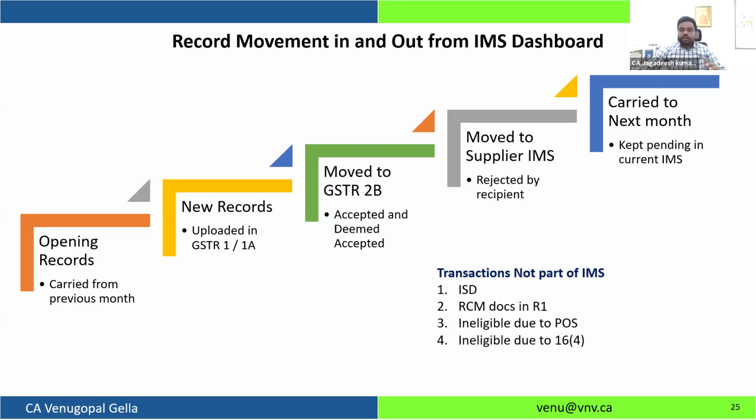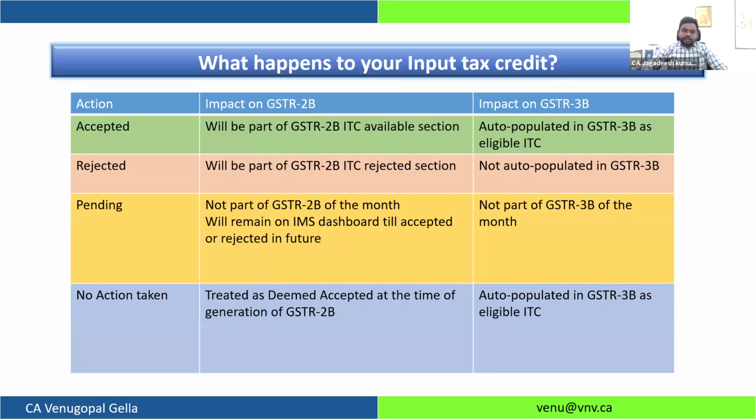So all four documents will not flow to my IMS, and will go directly to the GSTR-2B, and from there to 3B. So what happens to your input tax credit? If I accept it, we'll see the impact in GSTR-2B as well as in GSTR-3B. If I accept a record in the IMS portal, it will be part of my GSTR-2B under the ITC available section, and automatically get auto-populated as eligible ITC. If I reject it, it will be part of the GSTR-2B rejected section.